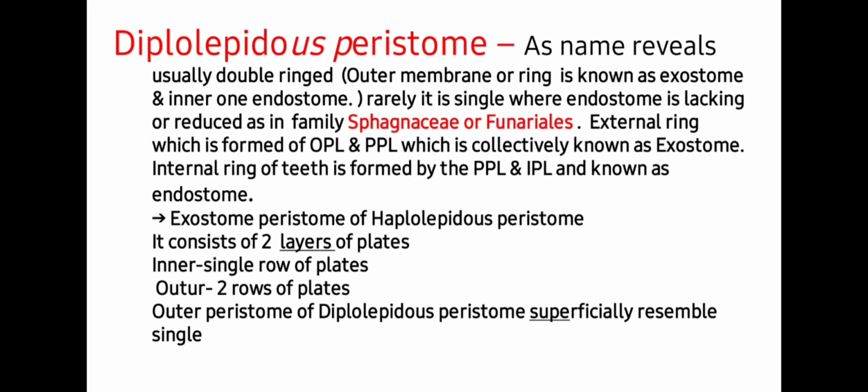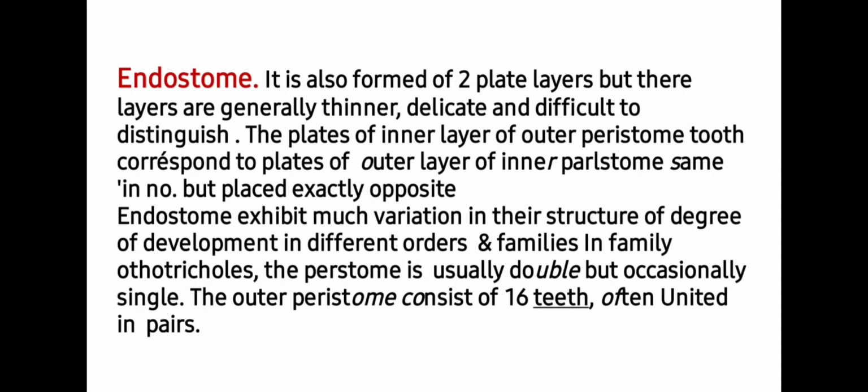The internal ring of teeth is formed of the primary peristomial layer or inner peristomial layer and is known as the endostome. The exostome peristome of the haplolepidous peristome consists of 2 layers of plates: an inner single row of plates and outer 2 rows of plates. While the endostome is formed of 2 plate layers, these layers are generally thinner, delicate and difficult to distinguish.